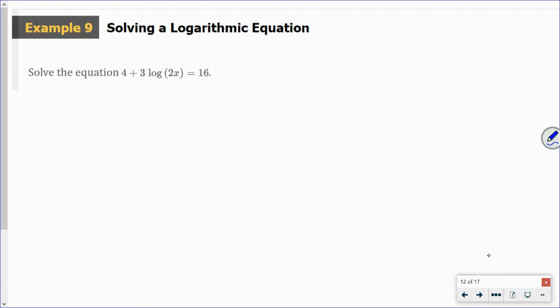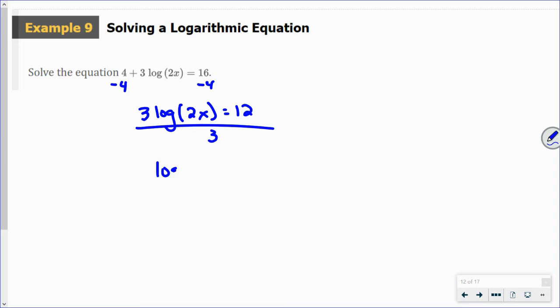All right, example 9 here. Now here, my logarithm is not isolated. It's not by itself. I've got these things out here. So you need to move those to the other side. And don't add those. That's not 7 there. Okay, so follow your order of operations. We're going to subtract 4. 3 log 2x equals 12. Divide everything by 3. Log 2x equals 4.